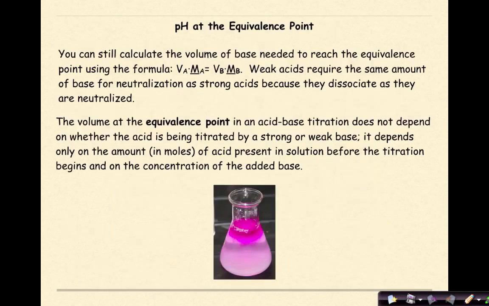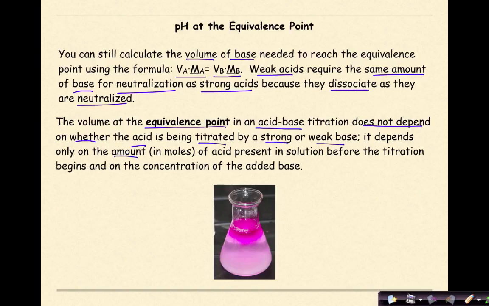pH at the equivalence point. You can still calculate the volume of the base needed to reach the equivalence point using the formula VAMA is equal to VBMB. Weak acids require the same amount of base for neutralization as strong acids because they dissociate as they are neutralized. The volume at the equivalence point in acid-base titration does not depend on whether the acid is being titrated by a strong or weak base. It depends only on the amount, in moles, of acid present in solution before the titration begins and on the concentration of the added base.